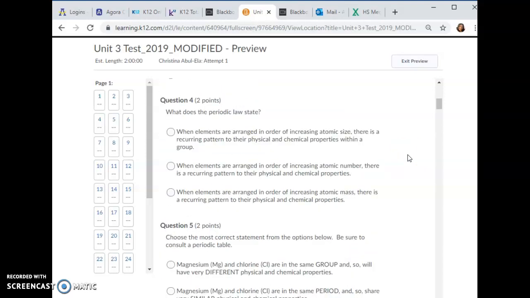Question 4. What does the periodic law state? When elements are arranged in order of increasing atomic size, there is a recurring pattern to their physical and chemical properties within a group. When elements are arranged in order of increasing atomic number, there is a recurring pattern to their physical and chemical properties. When elements are arranged in order of increasing atomic mass, there is a recurring pattern to their physical and chemical properties.